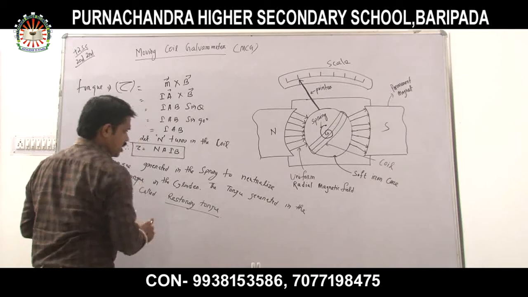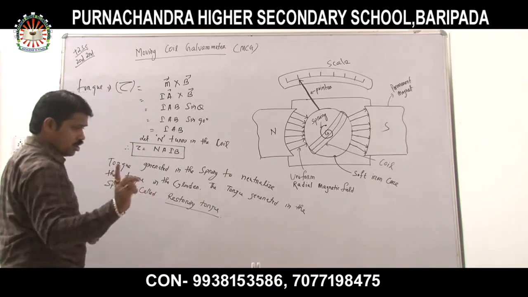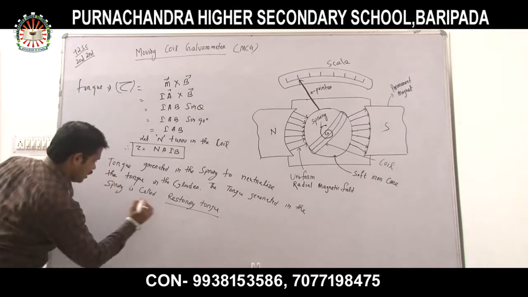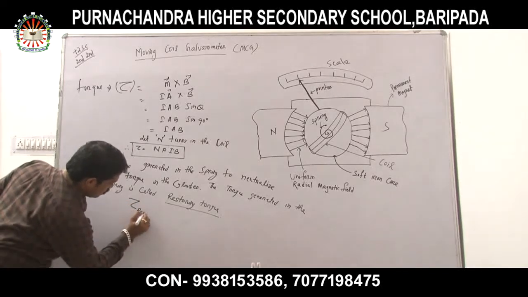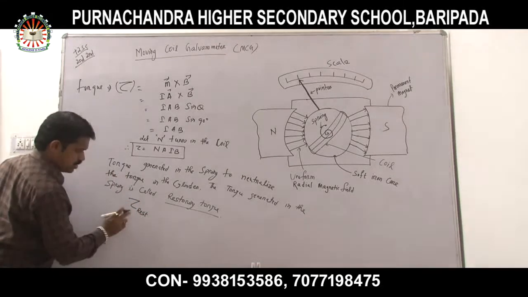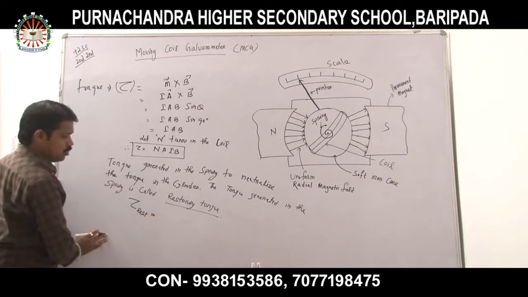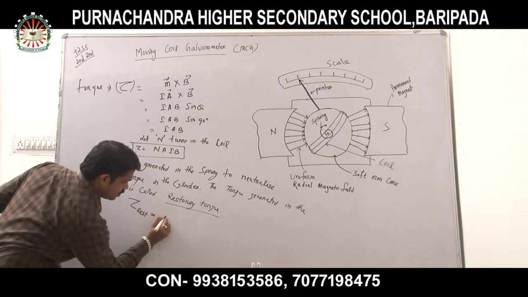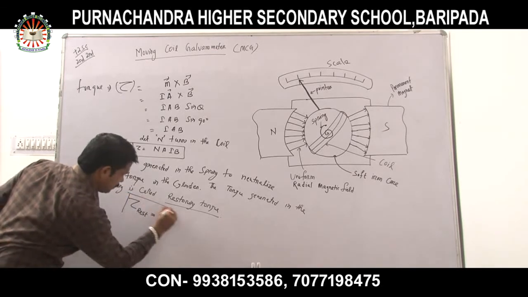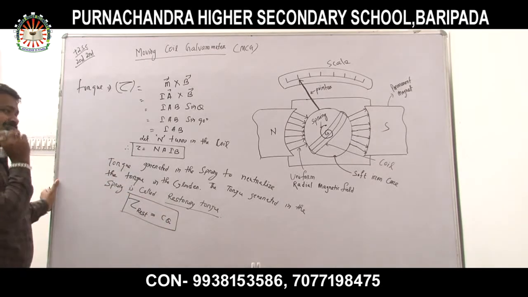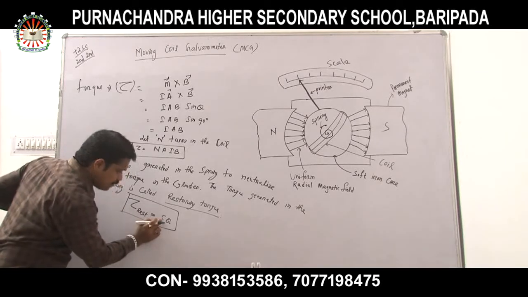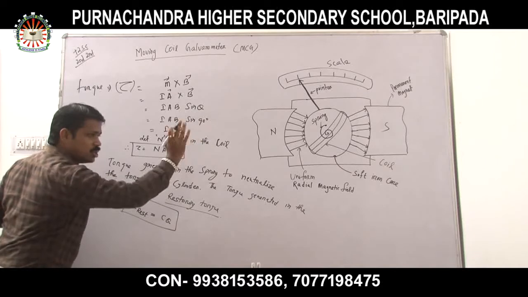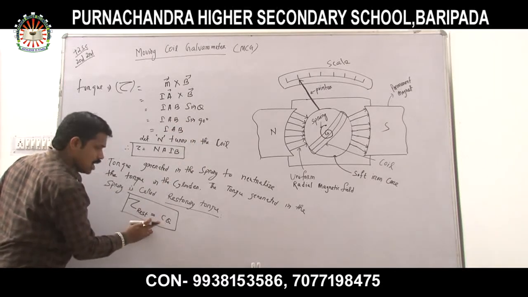Now what is the value of this restoring torque? Look very carefully. Suppose this is tau restoring. Tau restoring, the restoring torque generated in the spring, is equal to c into theta, that is c theta. So what is actually theta? Theta is the angle of twist. How much the spring will twist? That is the angle of twist. And what is c?